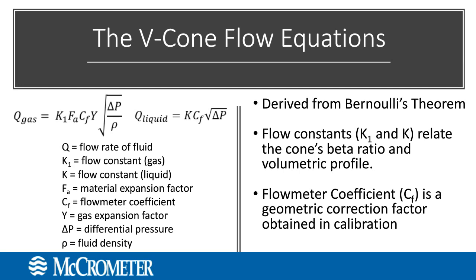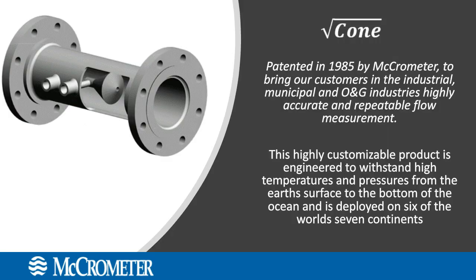Now you note we have two separate equations here, one for gas and one for liquid. There are slight differences between the two, particularly the gas expansion factor in the gas equation. Finally, one of the most important aspects is the flow meter's coefficient, or CF, as noted in the equations to the left. It's a geometric correction factor we obtain through calibration. So once we take everything together, we get the VCone meter.